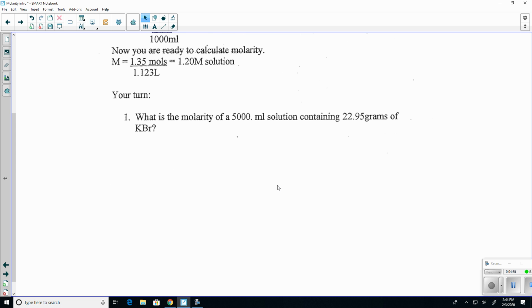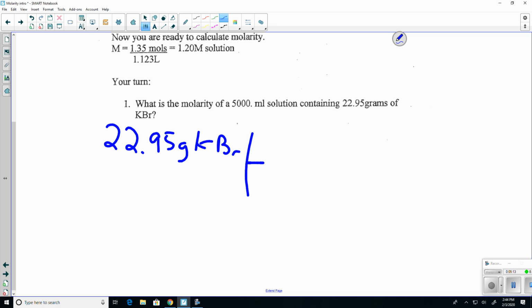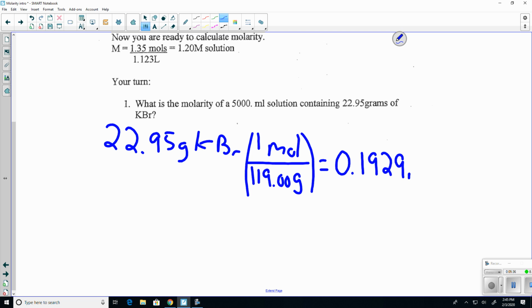So, to start off with, I'm going to write down 22.95 grams of KBr. And I'm going to use my periodic table to convert to moles. Take the mass of K, add to the mass of Br, that gets me 119.00. My number of moles would be 0.1929.